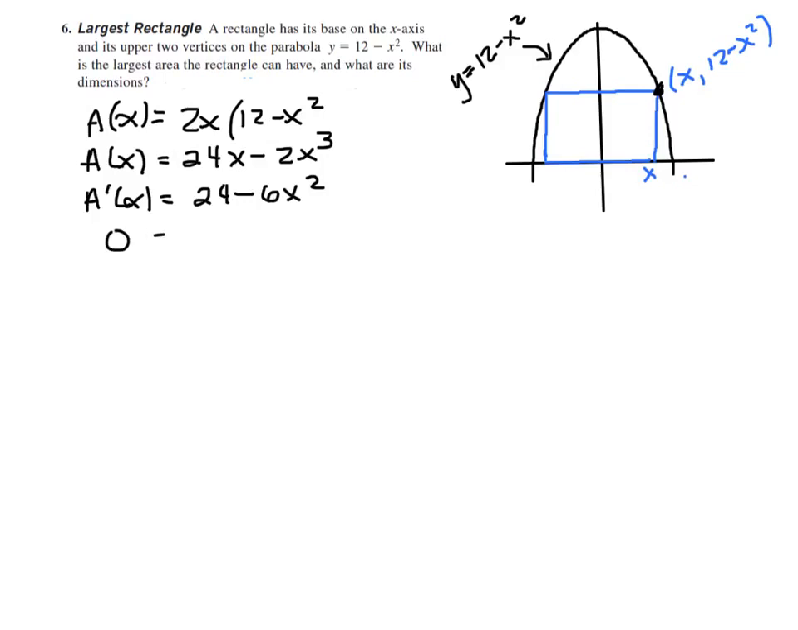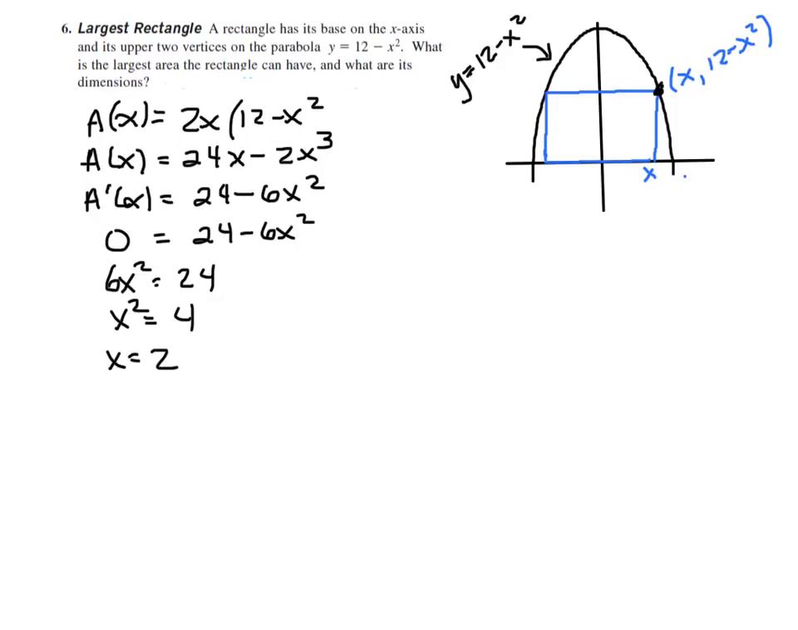We set the derivative equal to 0 in order to find critical points where the extreme values can occur. So we now have 6x squared equals 24, x squared will equal 4, and x will be 2.